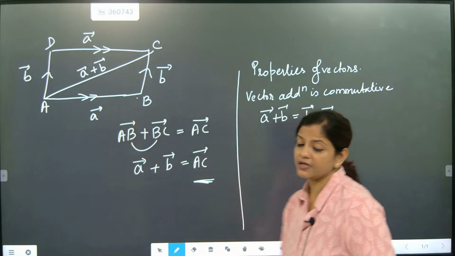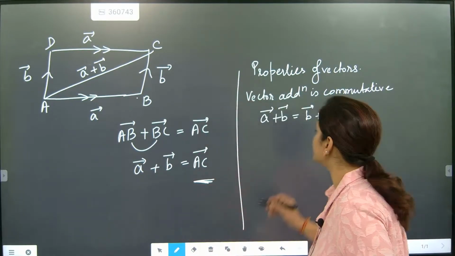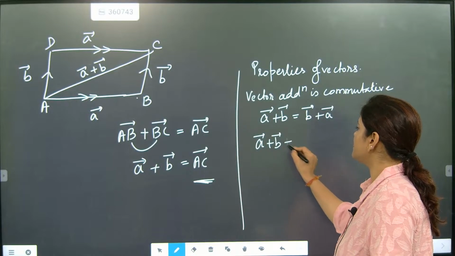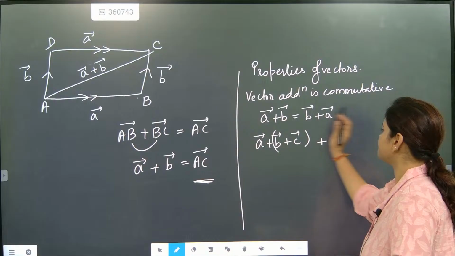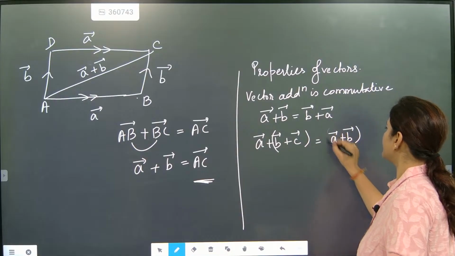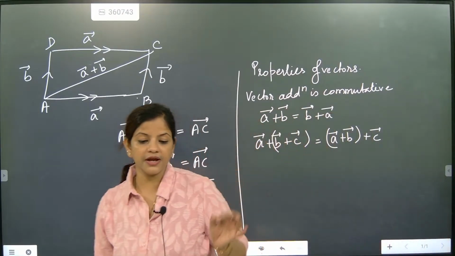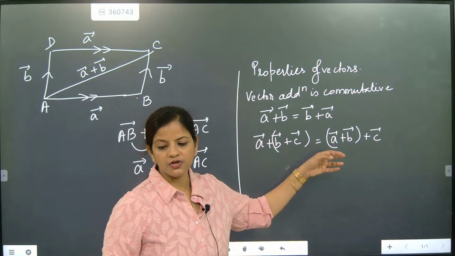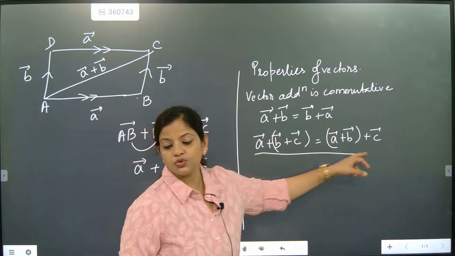Now beta, the next part is that vector addition is associative. Vector addition is associative means given A vector plus B vector plus C vector, you see the bracket, how the bracket is approaching. So A vector plus B vector plus C vector is equal to A vector plus B vector plus C vector. This is exactly considered as associativity.